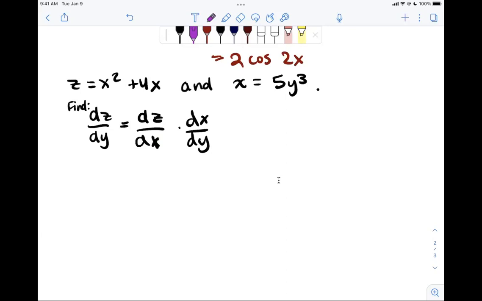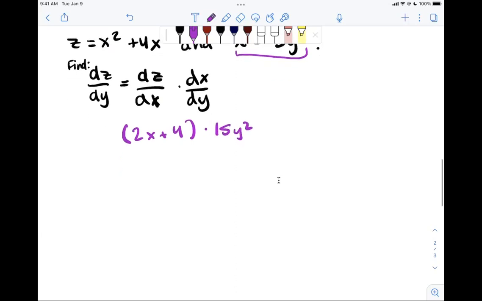Now, what is dz/dx? Well, now we differentiate this one. So we're just taking the derivative of x squared plus 4x with respect to x. So that's going to give us 2x plus 4 times dx/dy. Now we're going to use this, and we're going to differentiate with respect to y. So dx/dy will be 15y squared.